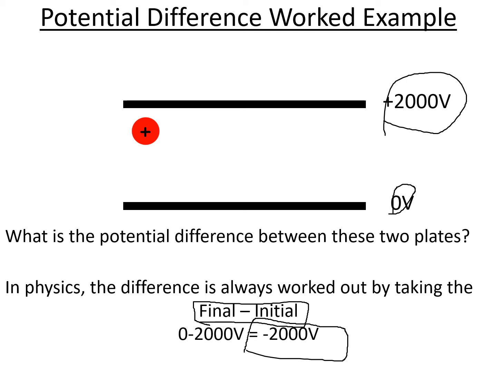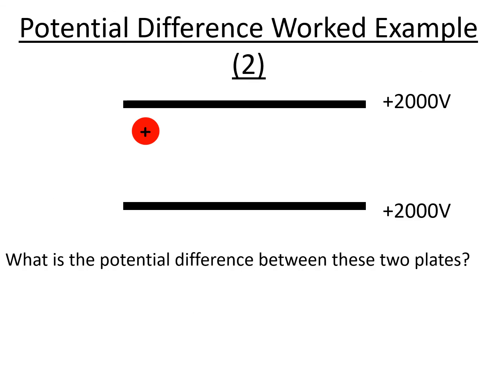Let's try another example. So let's try a second example here. Notice we've got a positive charge here again. We have 2000 volts and we have 2000 volts here, and they're both positive. So what is the potential difference? Pause the video, have a wee go, and then I'll tell you the answer.